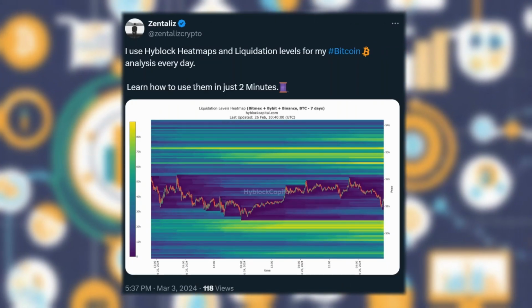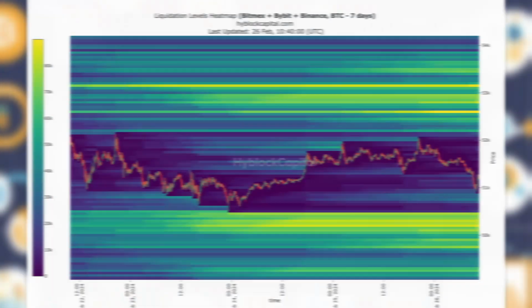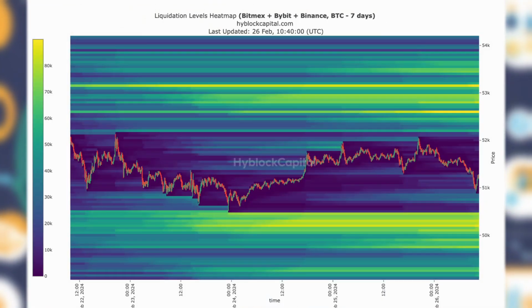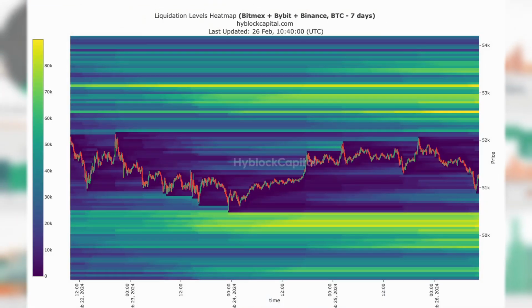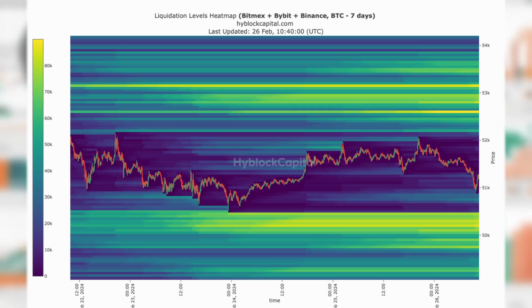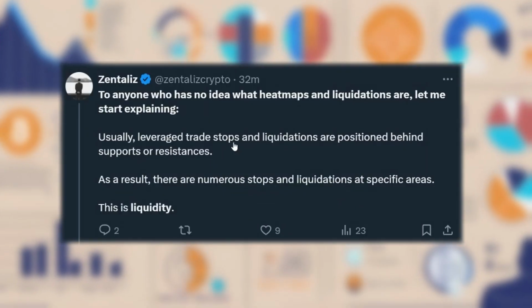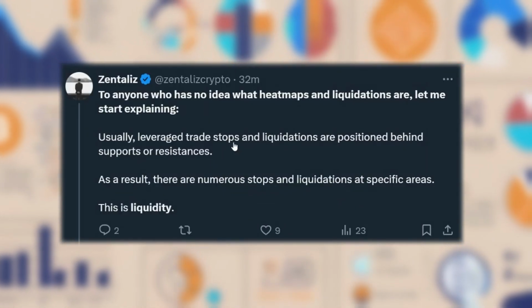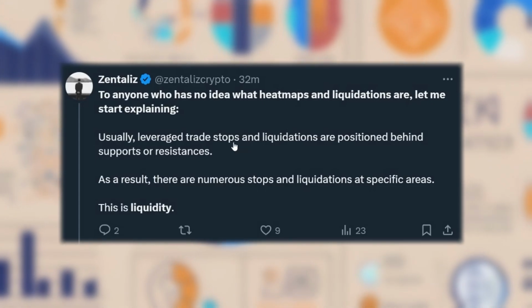And we're starting off with this: I use liquidity heat maps and liquidation levels for my Bitcoin analysis every day, and let's learn how to use them in just 2 minutes. To anyone who has no idea what heat maps and liquidations are, let me start explaining.